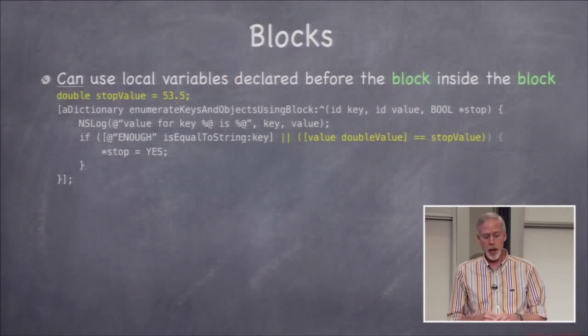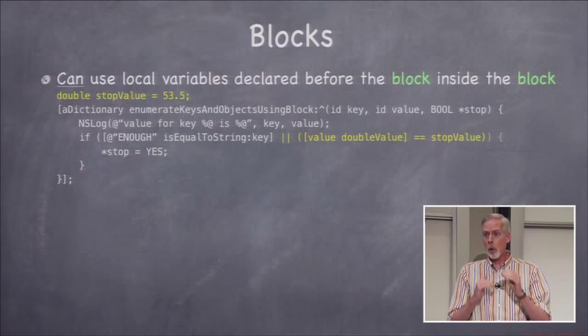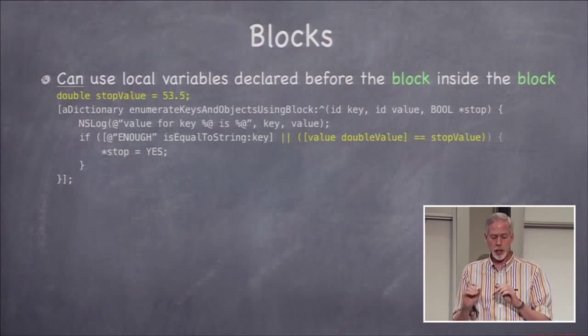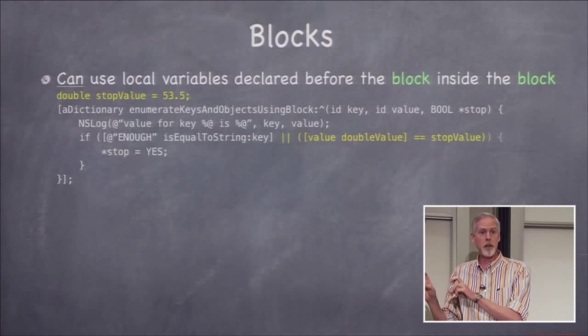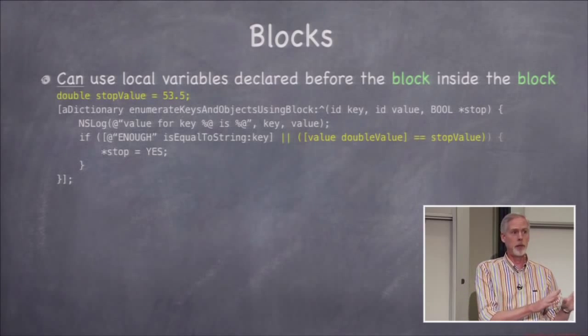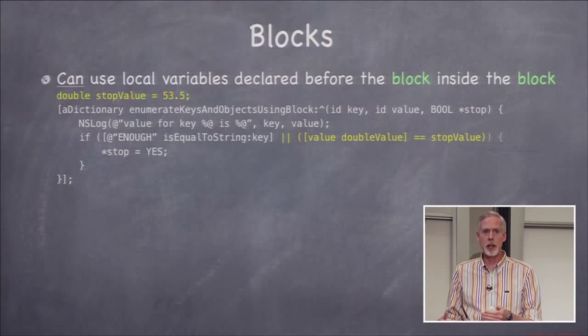It knows how to do things like have local variables that are declared before the block is used work inside the block. Okay? So if I had that block and I wanted to stop not just when I see the key enough, but also when I see the value, stop value, which is a local variable defined in the scope that's calling the method enumerate keys and objects using block, I can use it. The compiler makes sure that the value of that gets properly passed in.